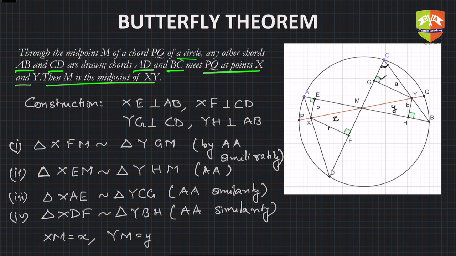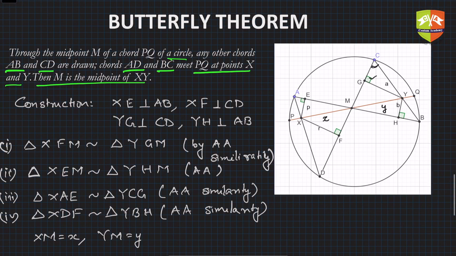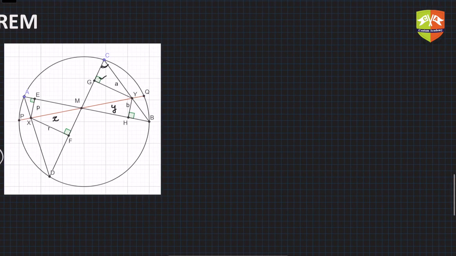How to go for the proof? Let me now write it here. Since the triangles are similar, can you not say that X upon Y, taking triangle XEM, so this triangle and this triangle, first take these two triangles, X upon Y will be equal to P upon B, isn't it? Let it be one. And this is Y.